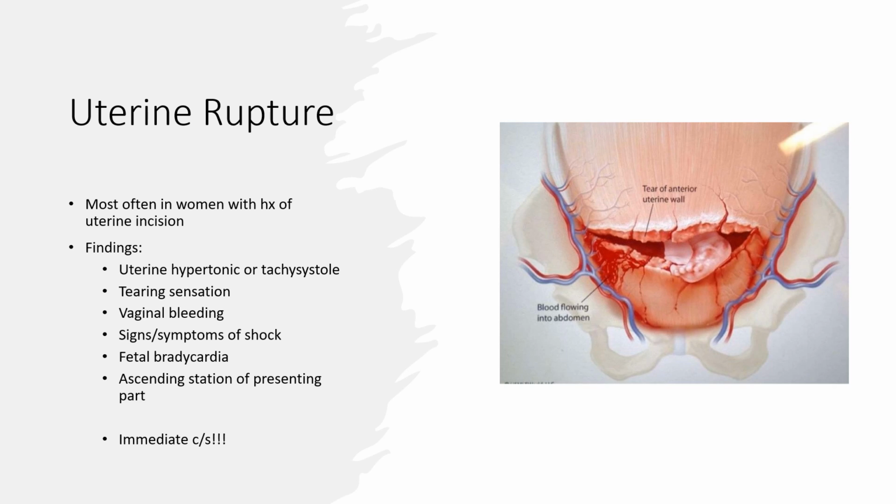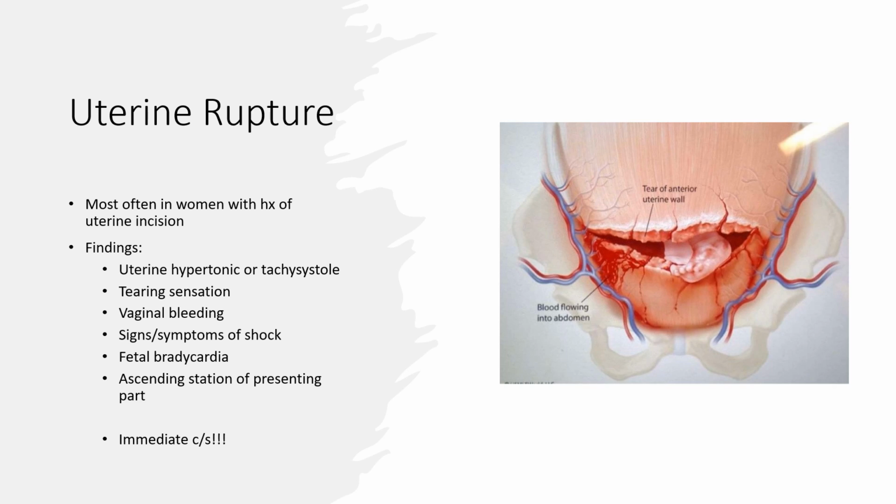If you check your patient, maybe you checked her before and she was, I don't know, 4 centimeters at 0 station. Well, now when your uterus ruptures, there's nothing holding that fetus in that position anymore, and it's just hanging out within the abdominal cavity. So the station of the presenting part is going to be ascending. Instead of coming down lower out to the outside world, it's going back up inside mom.